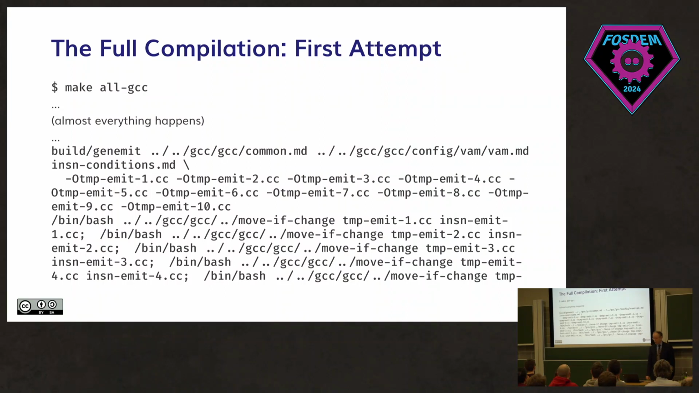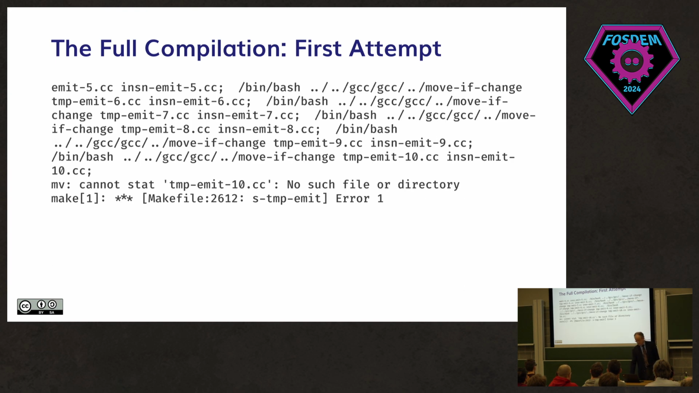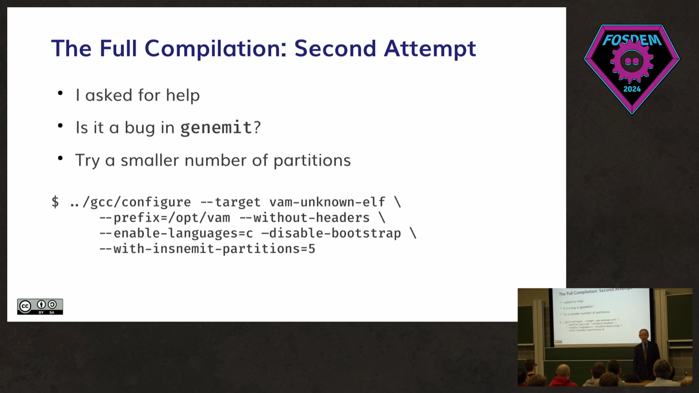Okay, putting it all together. We do make all-gcc and almost everything happens, and away it goes, and it blew up. "Cannot stat temp-emit-10.cc." I have no idea what this means. It's deep in the bowels, it's gen-emit. So what do we do about this? I asked for help, and thank you to Maciej Rzycki, who came up and said, "There's a trick.